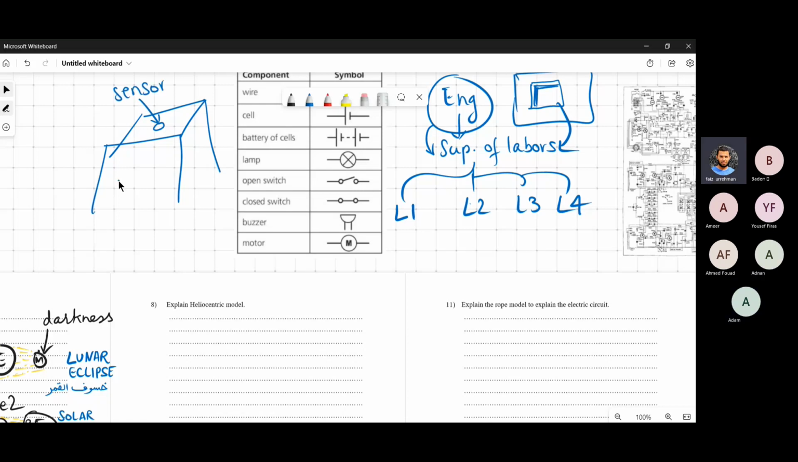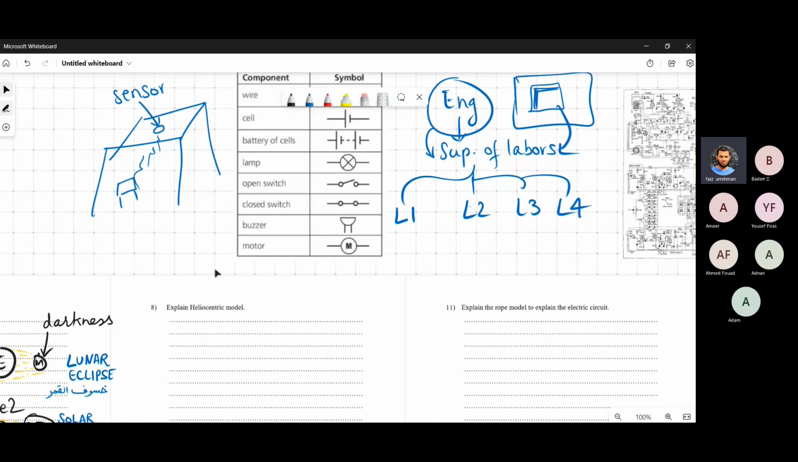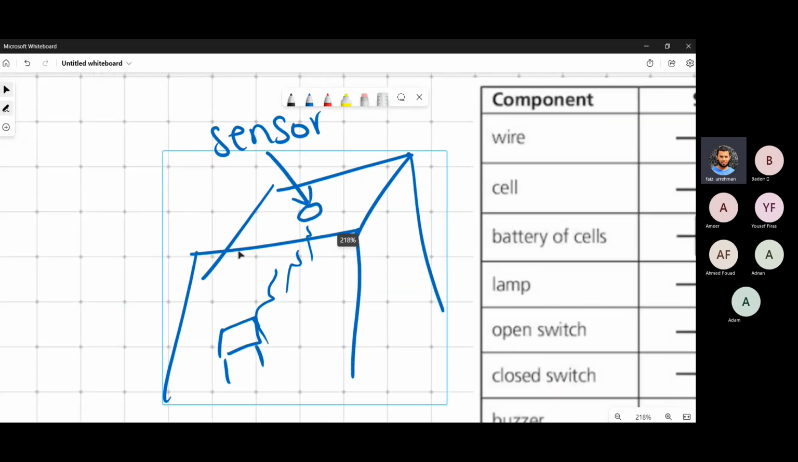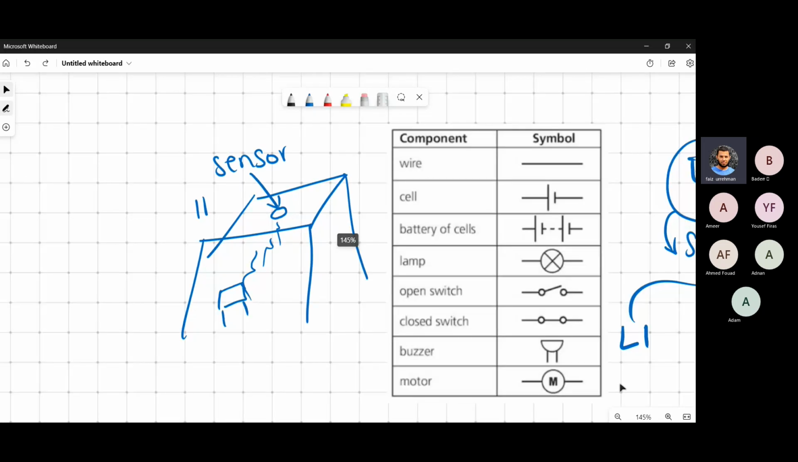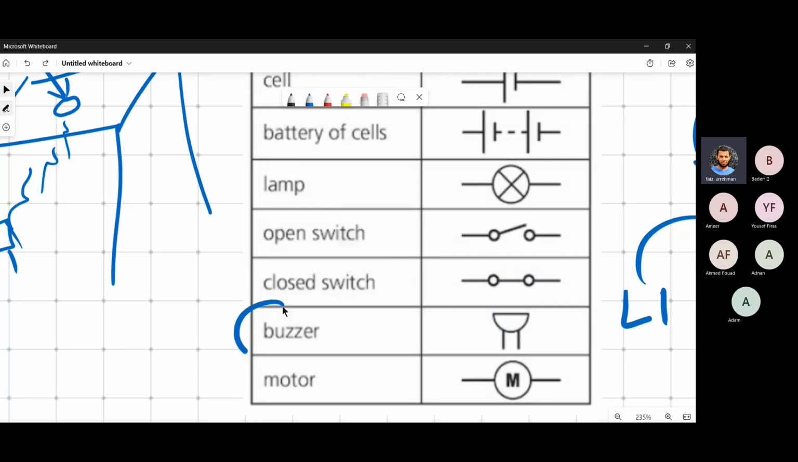Now, if you have a table here and it catches fire, what will happen? The smoke will go inside the sensor? Yes. So the sensor will start blowing up with sound, some alert or sort of thing. These things are known as a buzzer. You can call it a buzzer because it is using electricity to alarm you. That's why when it is used in an electric circuit, it is known as a buzzer.